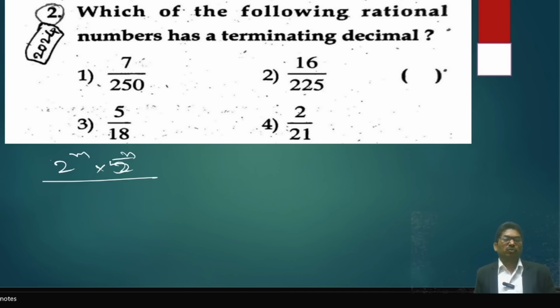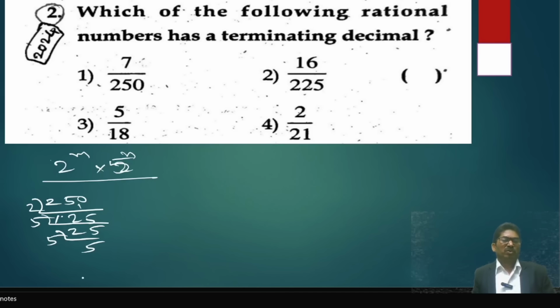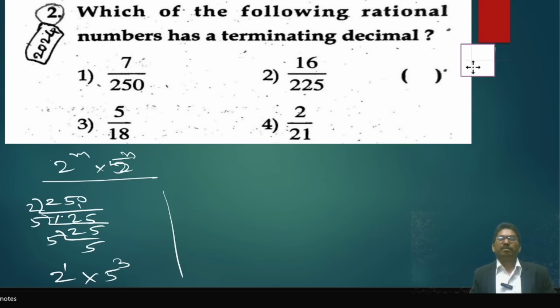First, 250. 2 table, 2 1s are 2, 2 2s are 4, 2 5s are 10; 5 table, 5 2s are 10, 5 5s are 25. We can write this as 2 power 1 into 5 cube. So it can be written as 2 power m into 5 power n, so this is the right option. If we test the remaining, we won't get this structure. You may check this, children. So option 1 is the correct, no doubt at all.